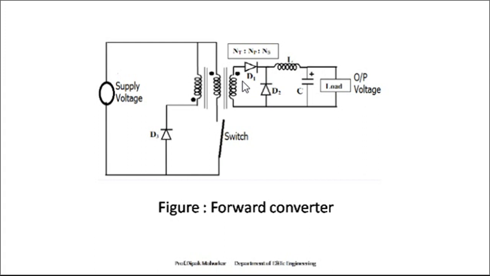In the second case, the switch is open, so current is not flowing in the primary as well as the secondary, but energy is stored in the inductor. Due to that, again current flows through the capacitor and your output voltage. In this way the circuit operates.